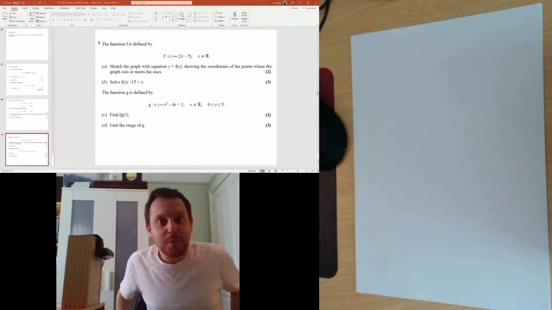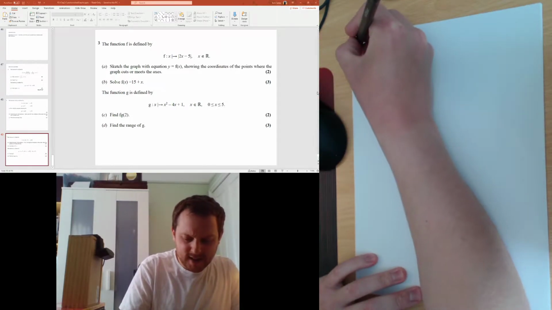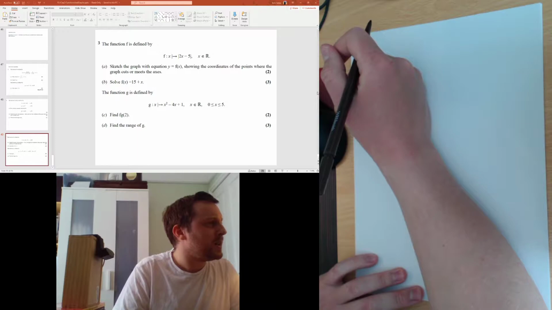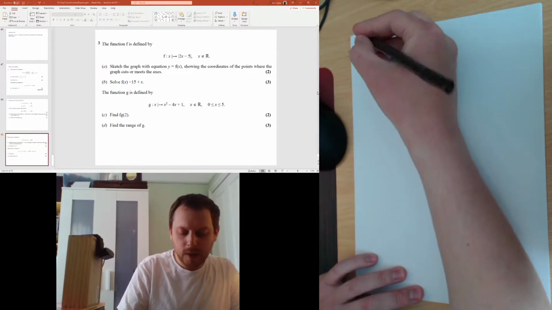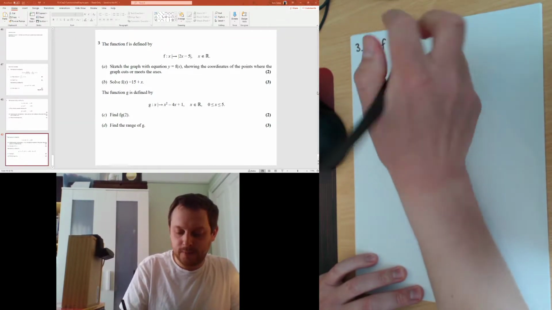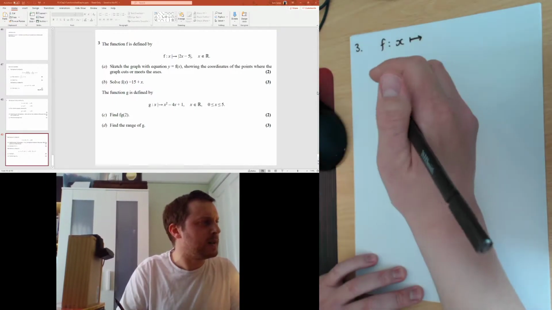Right, welcome back. Here's number 3. Now, first thing I notice when I look at number 3 is there is some kind of typo with the notation. So please don't be put off by this bit here. This is just that maps to arrow again. Okay, it just hasn't formatted correctly.